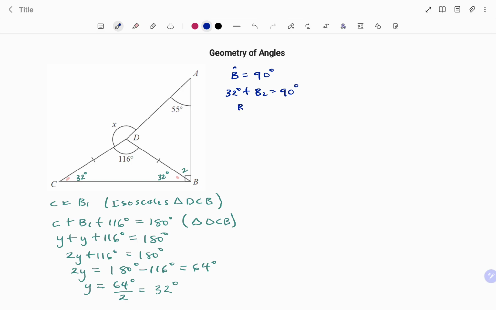To find B2, I'm going to take 32 degrees to the other side. It becomes a minus. So I have 90 degrees minus 32 degrees. Therefore, the value of angle B2 equals 58 degrees. I'm going to put that back into the diagram, such that to find the value of D, we have triangle ADB, we have angle D plus angle at A plus angle B2 is equal to 180 degrees.